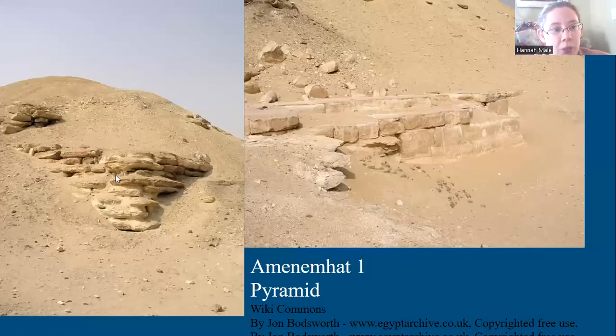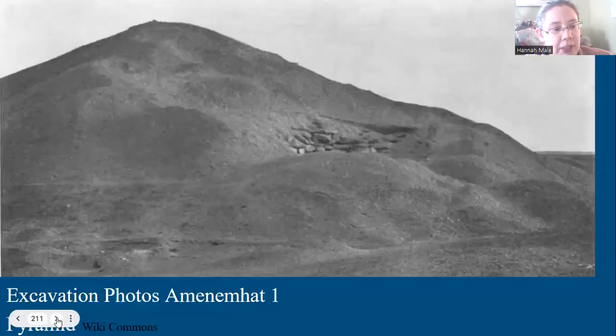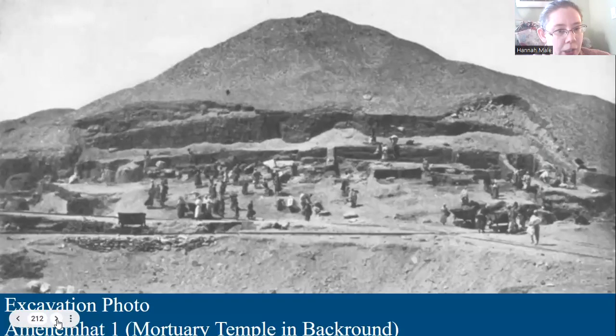So this is a little bit closer up of the pyramid to give you a sense of some of the foundations that are left and the exterior. This is from when they were first excavating the pyramid, or his pyramid. So again, it gives you a sense of what it looked like when it was first being uncovered. So this is the pyramid, and then the foundations of the mortuary temple are in the background here.